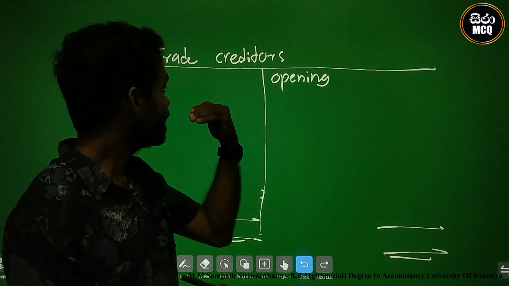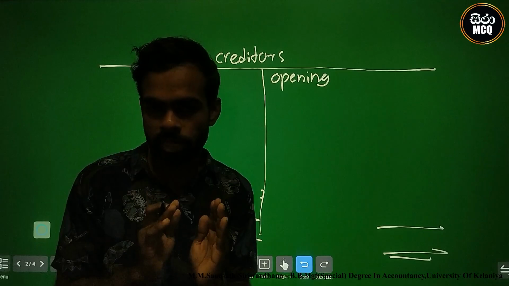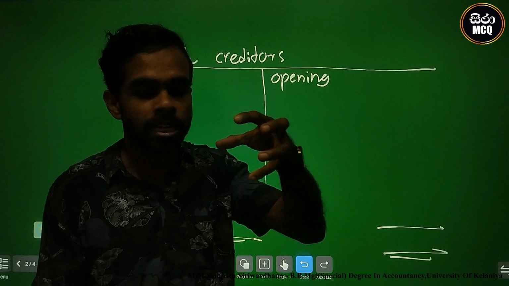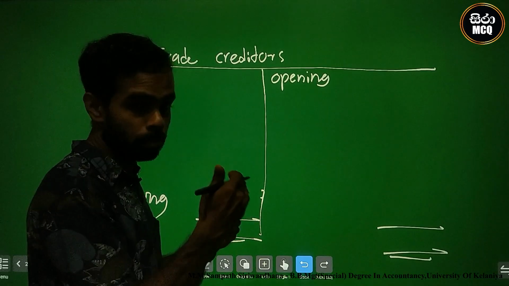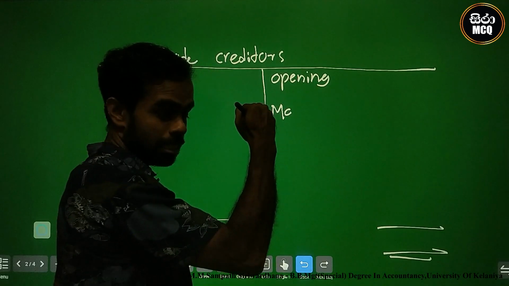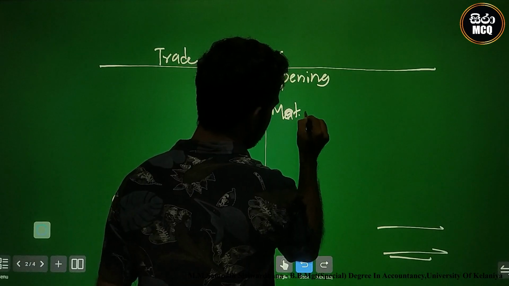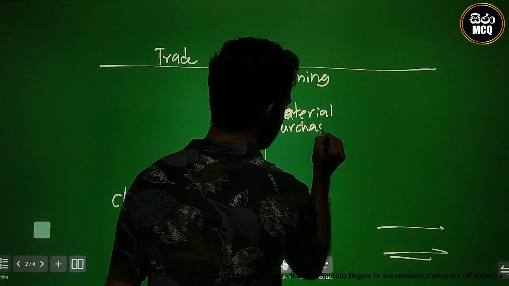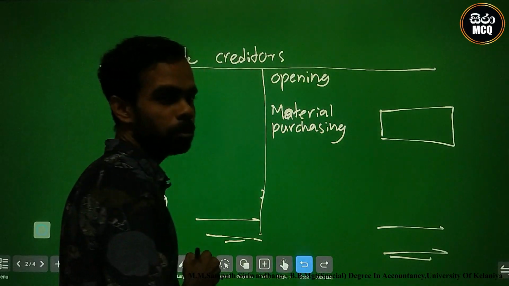Purchasing debit, trade creditor credit. What is the double entry? Purchasing raw material on credit basis. Material purchasing account debit, trade creditors credit. Why? We must pay. This time material purchasing account debit, trade creditors credit. This is the material purchasing amount.